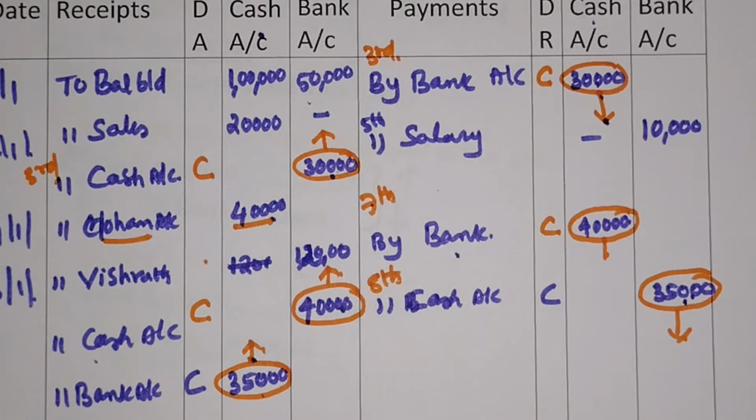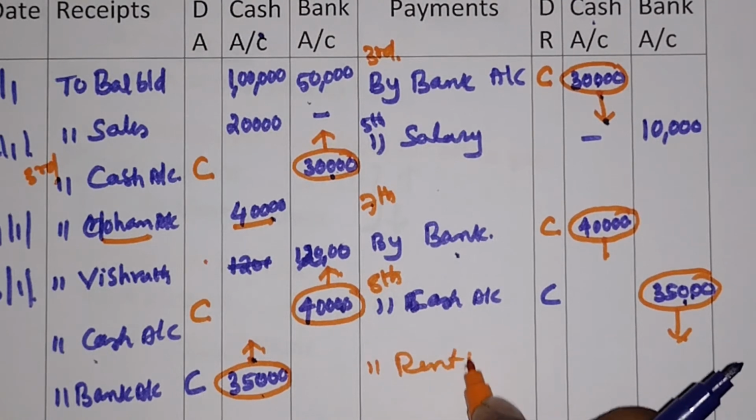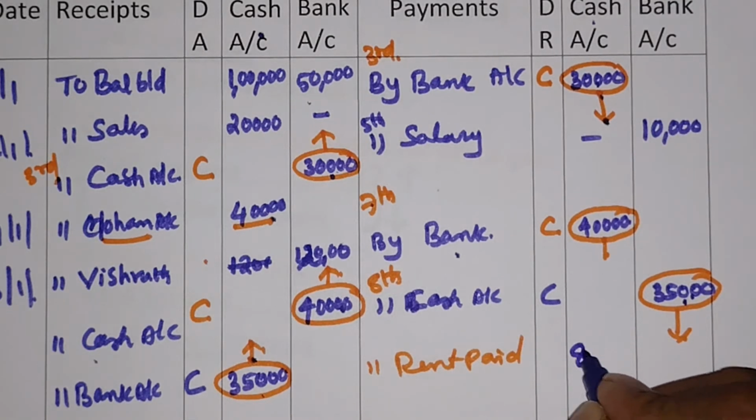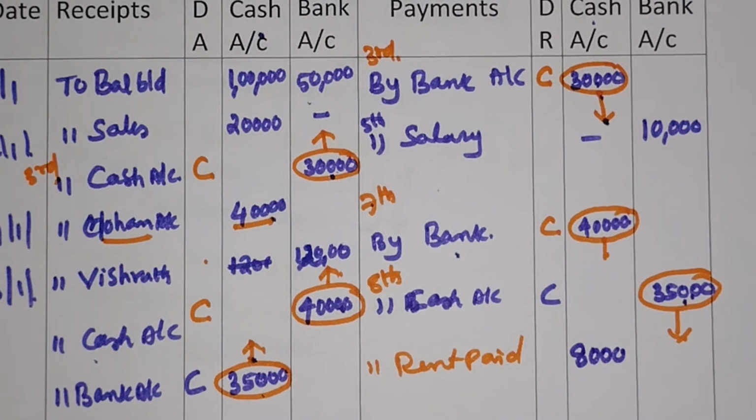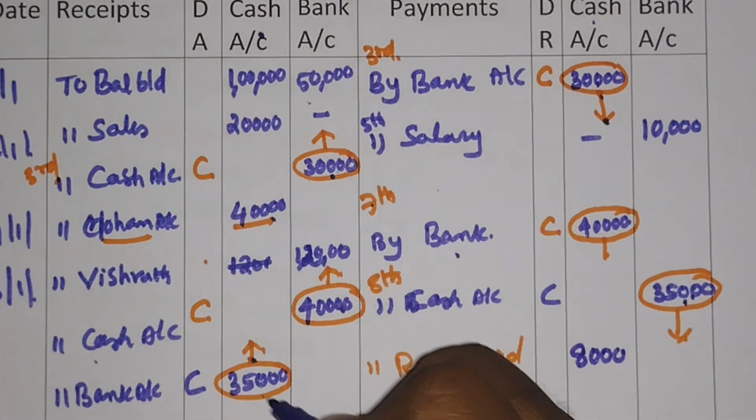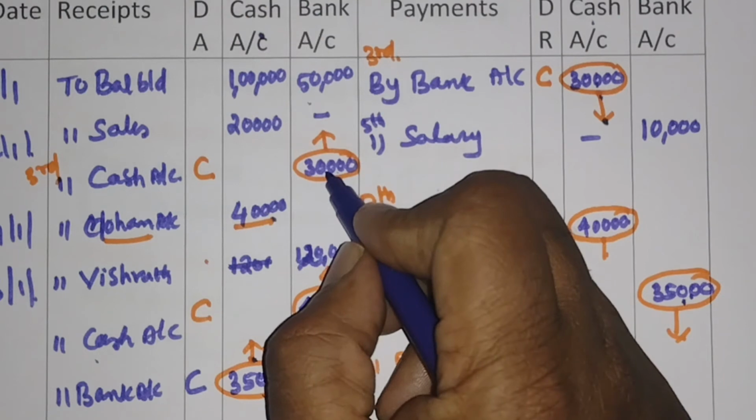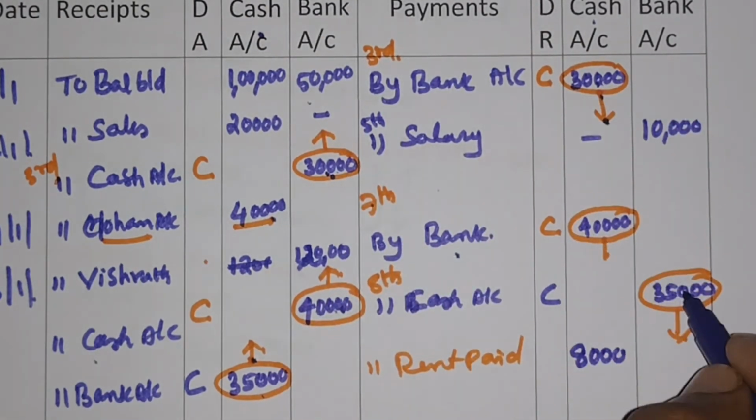Now the next one, the last one, is on 9th. Rent paid. It is given 8,000 rupees. Since it is not given by check, I will directly take it into the office. Now you see three different concepts of the contra entries are there. All the three I brought into the one account only.